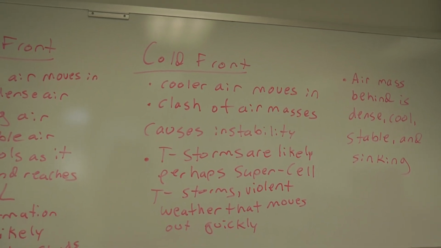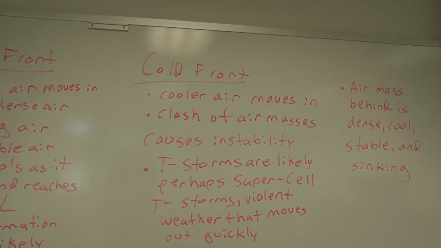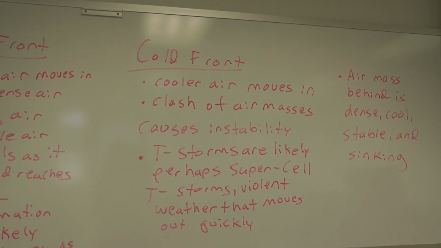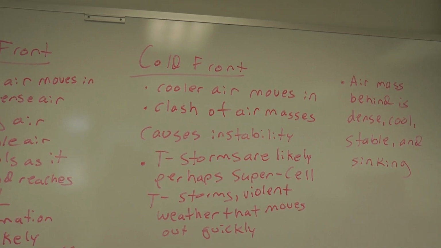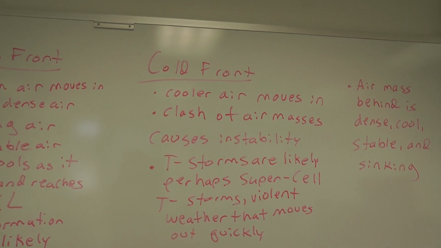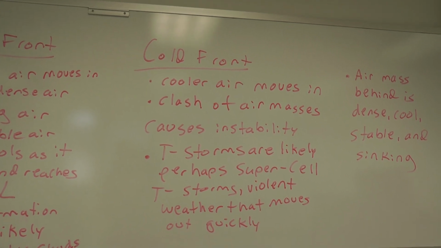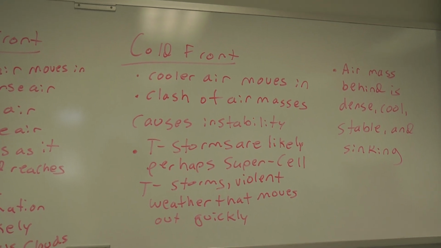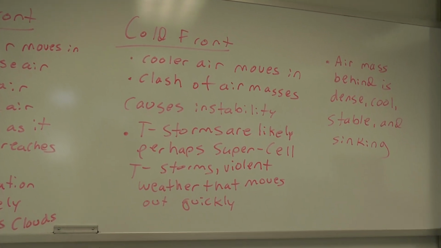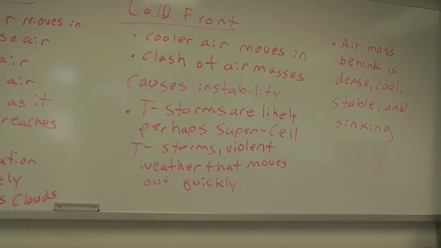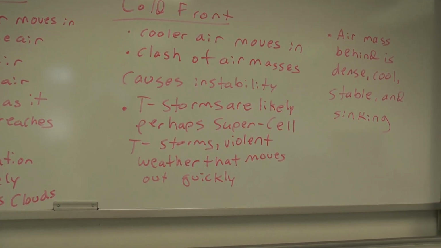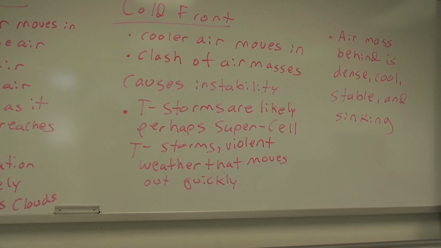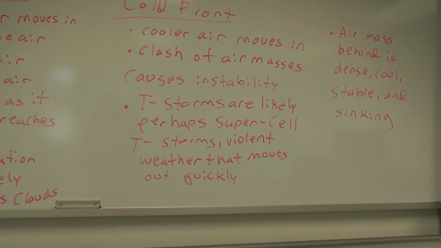When the cold front hits you, what happens is you have a cooler air mass moving in. Now, this gives you a clash of air masses. The greater difference you have, say, in temperature and moisture content between these two air masses, the greater the instability when these air masses clash. So you are likely to get thunderstorms along these cold fronts. And perhaps supercell thunderstorms, which are the biggest, scariest kind of storms, the ones that are likely to produce hail.